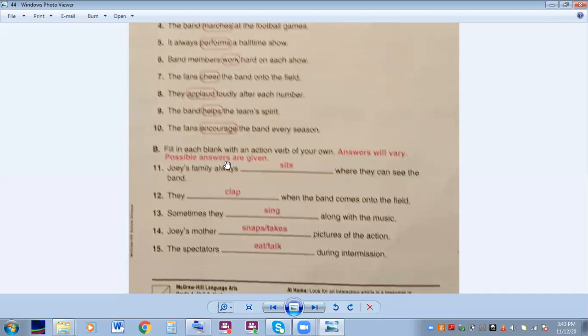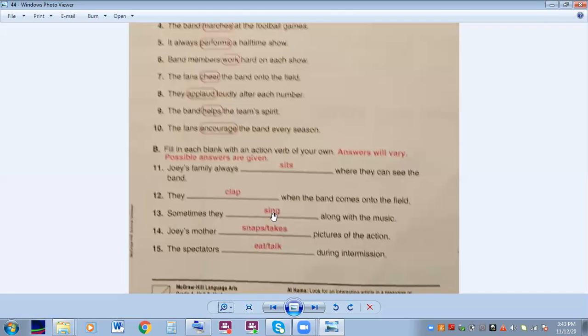I'll read theirs for you and maybe give a couple of extra. Joey's family always blanks where they can see the band, sits, stands. Joey's family always camps where they can see the band. All right, they blank when the band comes onto the field. They clap, they applaud, they dance, they sing.